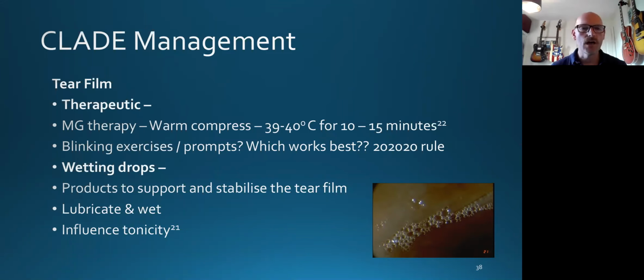So it could be warm compresses with meibomian gland therapy, 10 to 15 minutes at about 40 degrees is the optimum temperature. Blinking exercises. And some practitioners really get good results with blinking exercises. I've never been able to really train them into my patients very well. I need some development on my communication there. And then we've got the wetting drops as well.